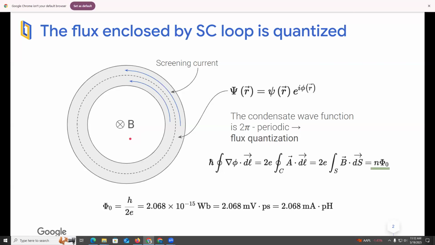The reason that this happens is because the superconducting condensate is in fact represented by a single quantum mechanical wave function that has to be continuous. Therefore, if you have a ring, it has to be 2 pi periodic. The gradient of that superconducting wave function, or the gradient of the phase, is going to correspond to a vector potential, and that is basically a magnetic field over this surface. And that, again, because of periodicity, has to be an integer number of this phi naught quantity.